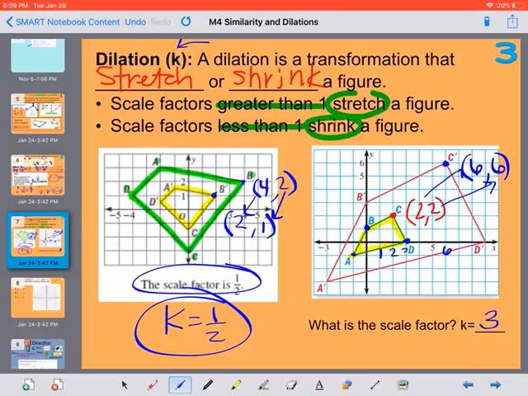And if you look at our points, for example, this point was at 3. 3 times 3 is 9. And that's exactly where that point ended up.